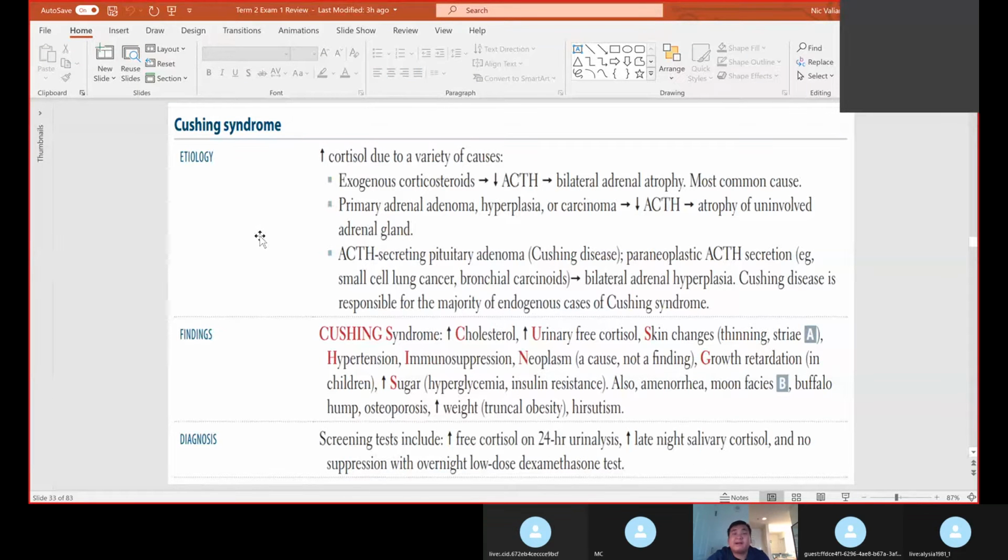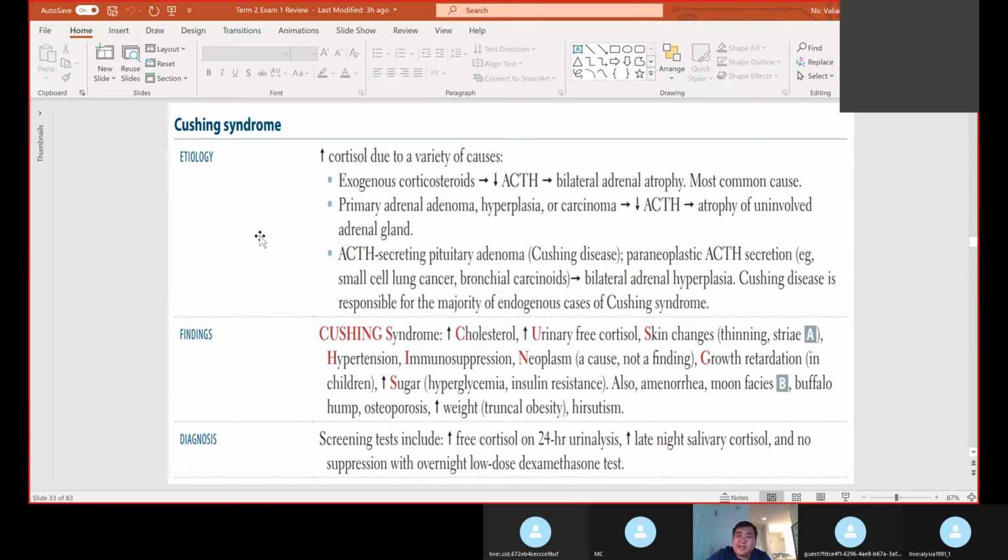Or if you have a primary adrenal adenoma, hyperplasia, or carcinoma, you have a decrease in ACTH, which causes atrophy of your adrenal gland. Also, you'll learn in term 4 paraneoplastic ACTH production, commonly seen in small cell lung cancer. Aside from SIADH, you can have ACTH production in small cell lung cancer.